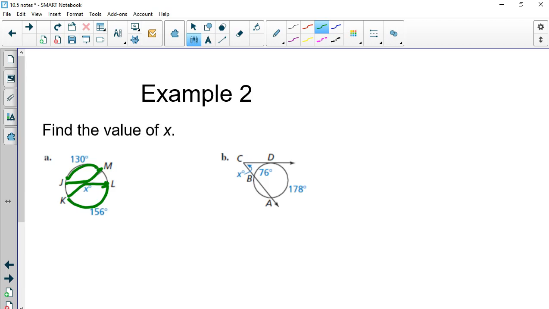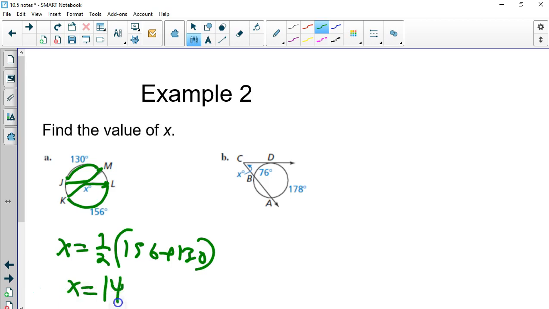So what we're going to do now is add those two numbers and divide by 2. So X equals 1/2 of 156 plus 130. Okay, so that's going to be 286. We're going to divide by 2 and say X equals 143 degrees.